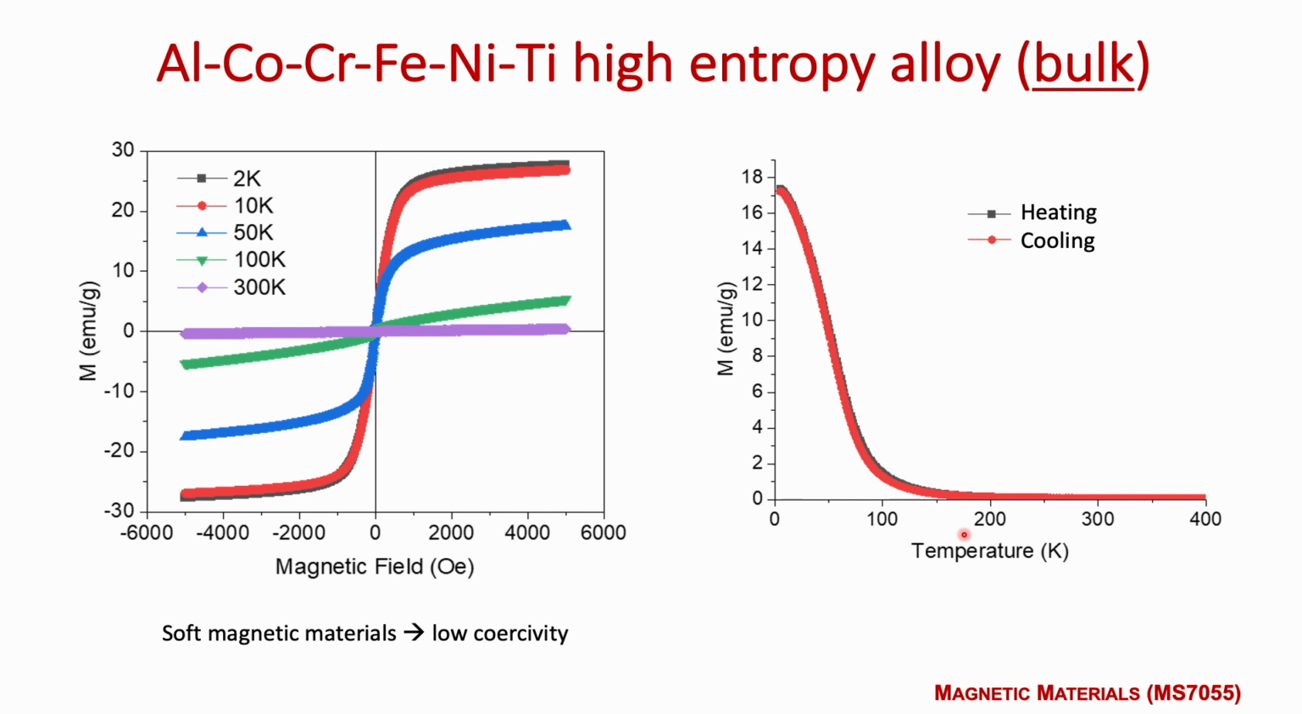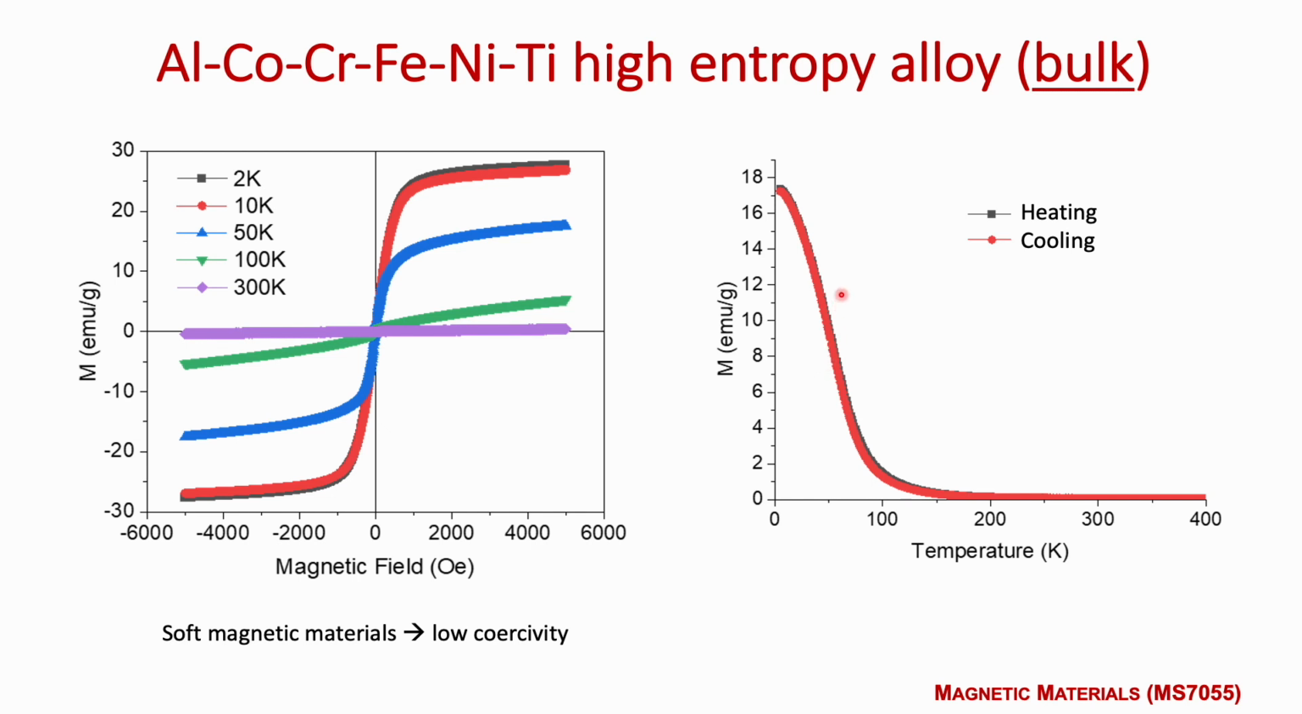This is a magnetization versus temperature curve, used to know the Curie temperature of the material. We have measured it in cooling mode and heating mode to know whether the sample has temperature hysteresis or not. And you see both curves are almost overlapping each other. That means the sample doesn't have any temperature hysteresis.